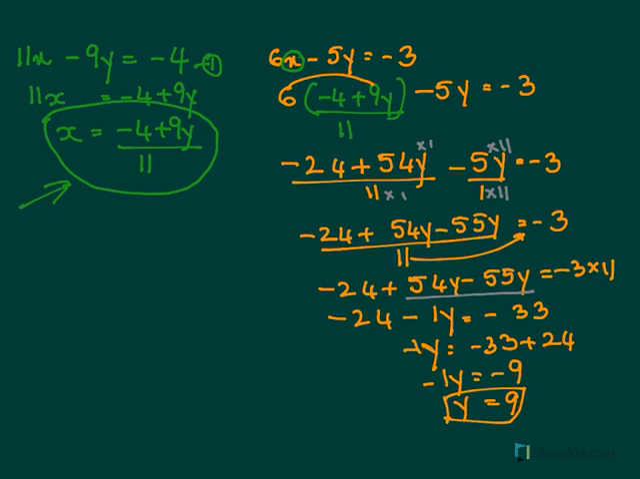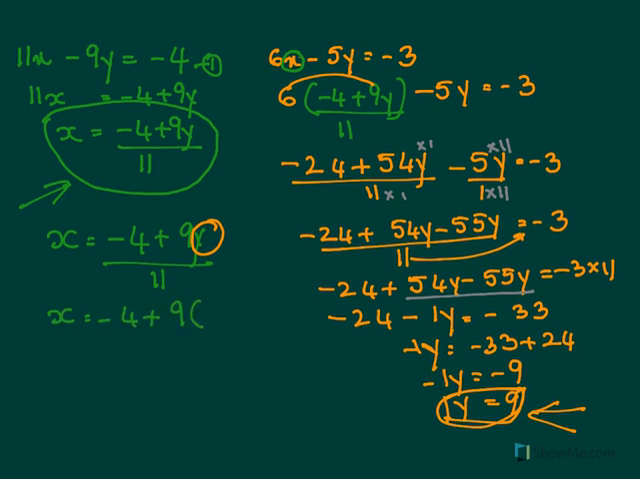To find the value of x, we go back here. We know our x is minus 4 plus 9y over 11. But now we already know this y. This y we got from here. So we put the value of y. We have x equal to minus 4 plus 9, and for the y, I will put 9 here. So we have x equal to minus 4 plus 81 over 11. So x is 77 over 11, which is 7.